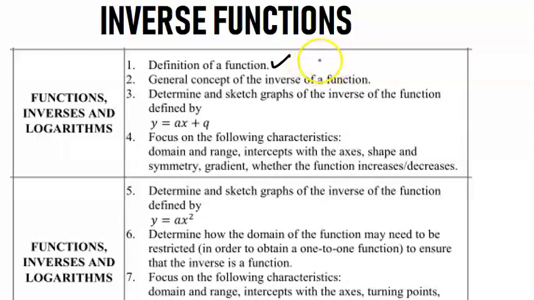Now an example of a function, which we looked at in the previous video, is a straight line graph. Another example of a function that we're going to be looking at a little bit later is an exponential graph. That is known as a one-to-one function, and the inverse of a one-to-one function will also give us a one-to-one function.